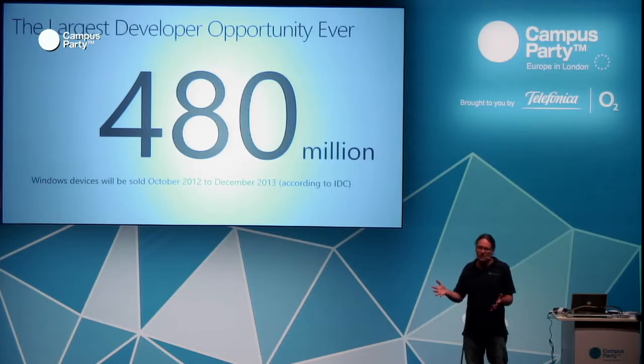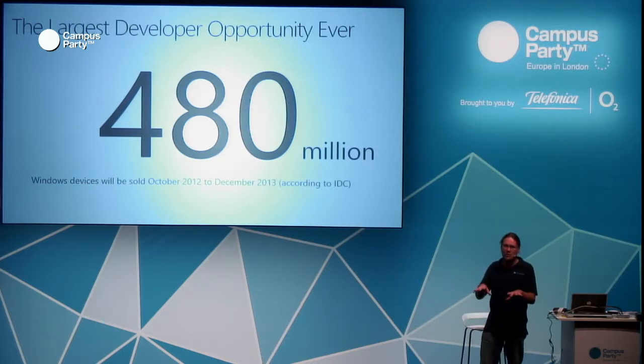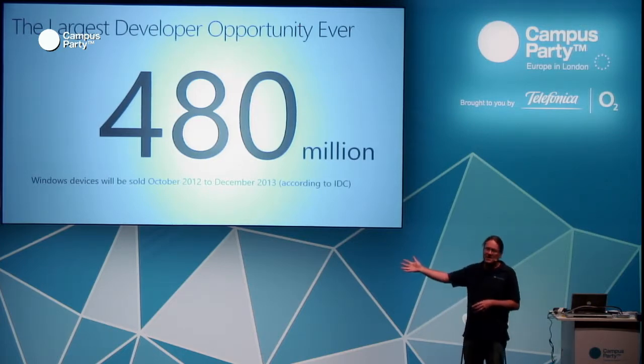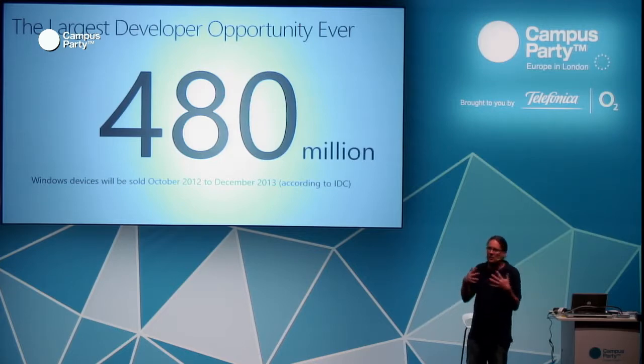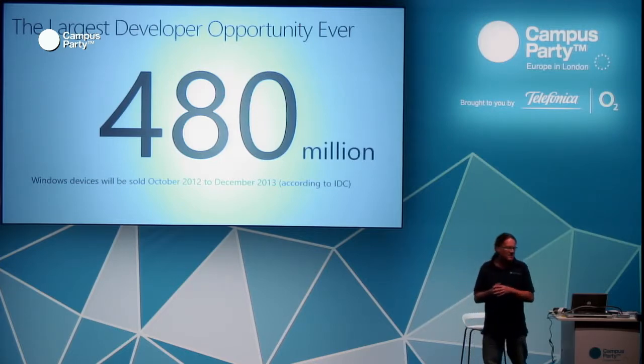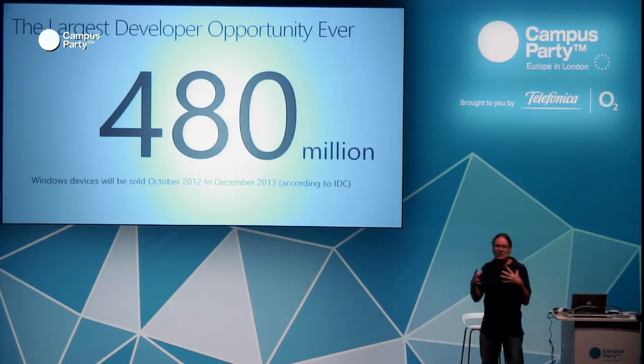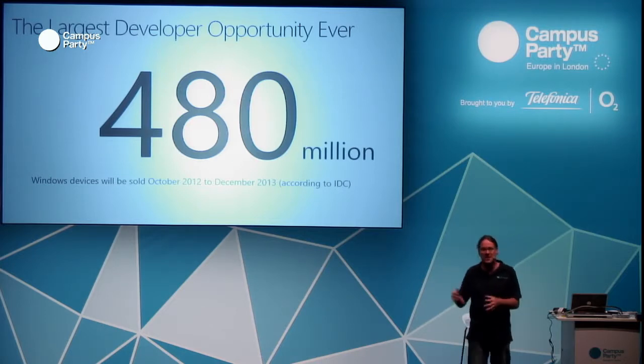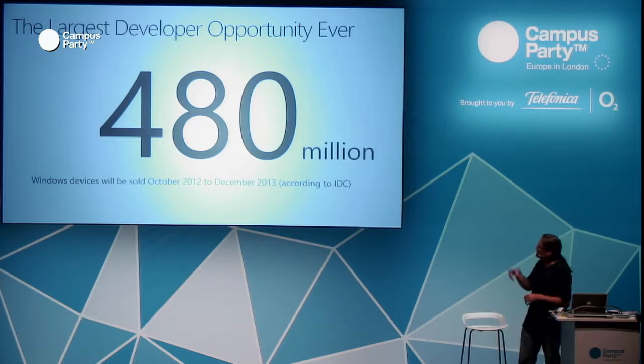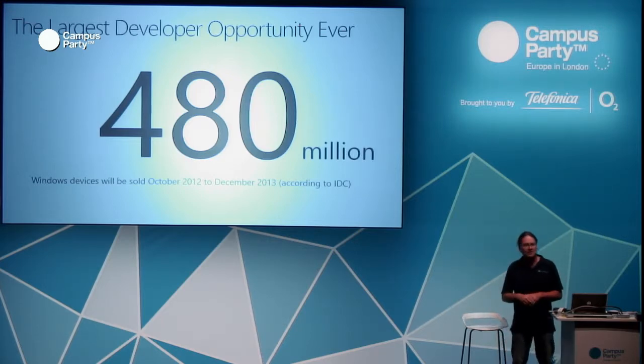Now, we're not getting arrogant or anything. We know that we're still a long way behind. And in the US, iOS has like 46% and we have 3.5%. So we've got a lot of work to do. But we're winning hearts and minds little by little. But the huge platform, the whole thing about building for phone and also extending that onto the tablet, IDC, research company, estimated that Windows-powered devices will total 480 million, that's across the board, phones and tablets, in the year beginning last October up to the end of this coming year.